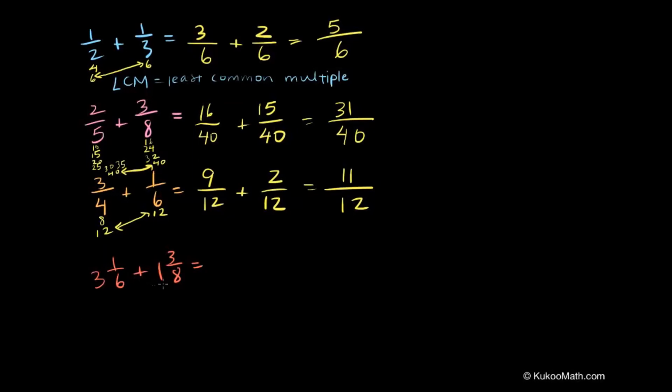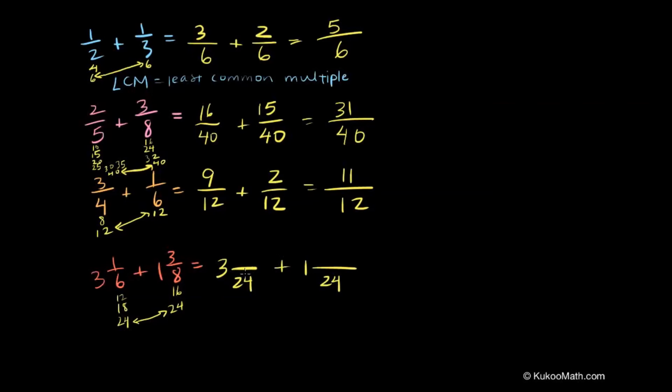So now we have one last problem. We're still going to do the same thing even though both numbers are mixed fractions. So 6, 12, 18, 24, and then 8, 16, 24. 24 is the first one they have in common. So we can just rewrite like normal, 3, and our new fraction has a denominator of 24, plus 1.